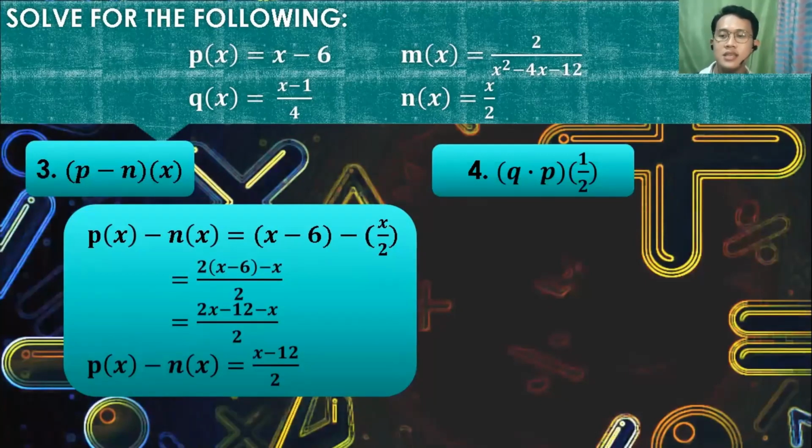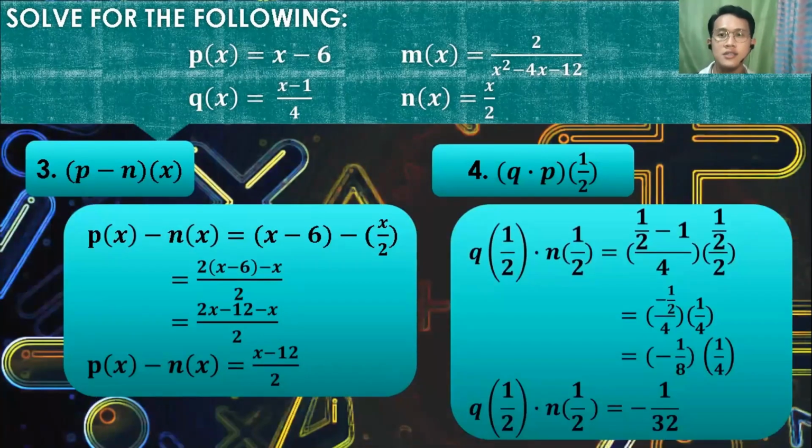It's multiplication. The quantity of q multiplied by p of 1/2. So apply first the evaluation of functions and then proceed with the operation. Pause the video for a while. Okay, let me show you. I hope you got the same solution and answer, but if you have a different solution, that's okay, as long as we have the same answer. Therefore, our q of 1/2 times n of 1/2 is equal to negative 1 over 32. I hope you got all the correct answers for number 3 and number 4.